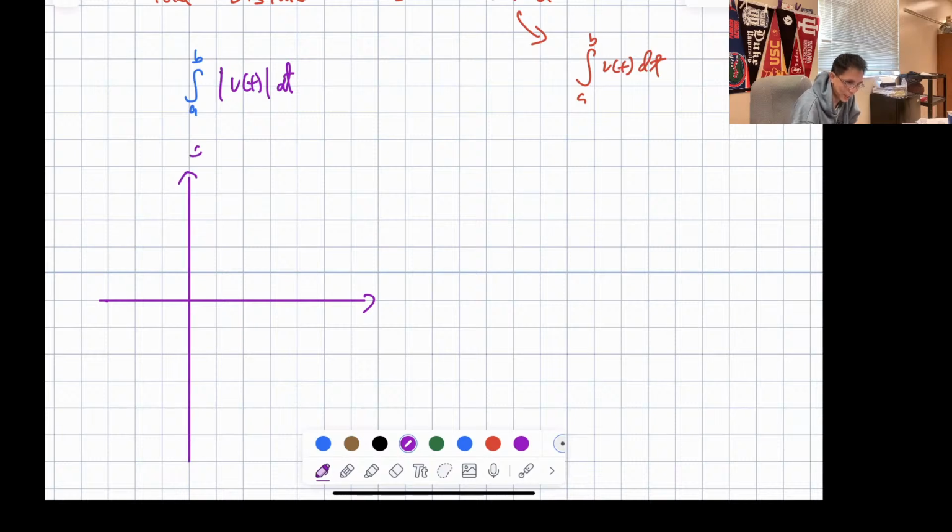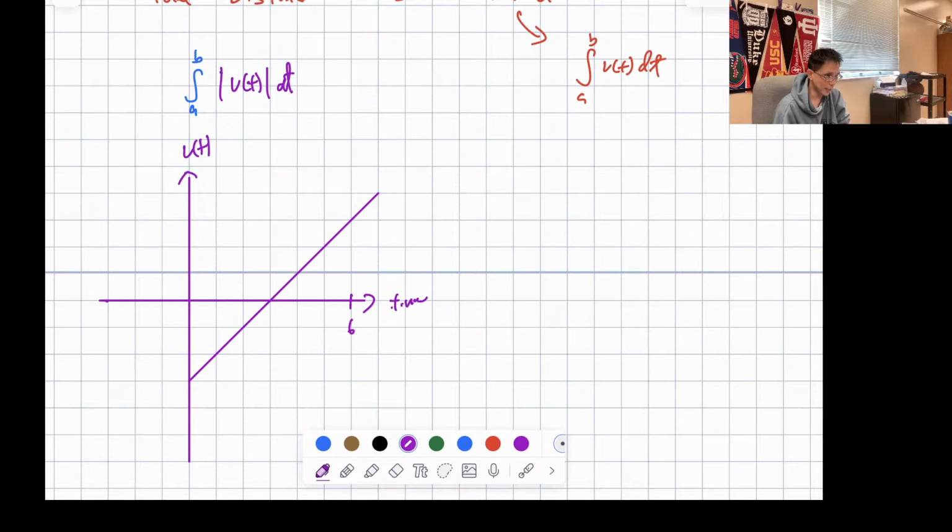So this is a time. Oh, that's not a time. This is v of t, and this is a time, right? For example, does a function look like this? Let's just say between 0 and 6. If I were to do integration between 0 and 6, what is my displacement?